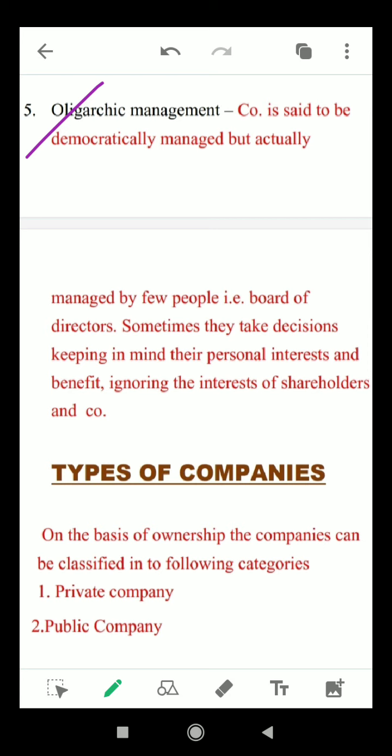But in decision making, people think of themselves and ignore the interests of the shareholders, so they face some problems in their management.